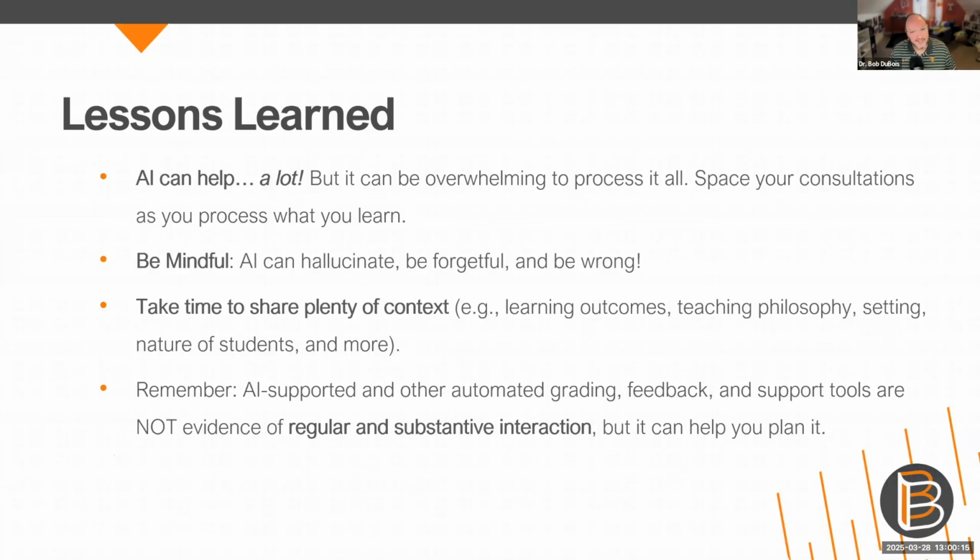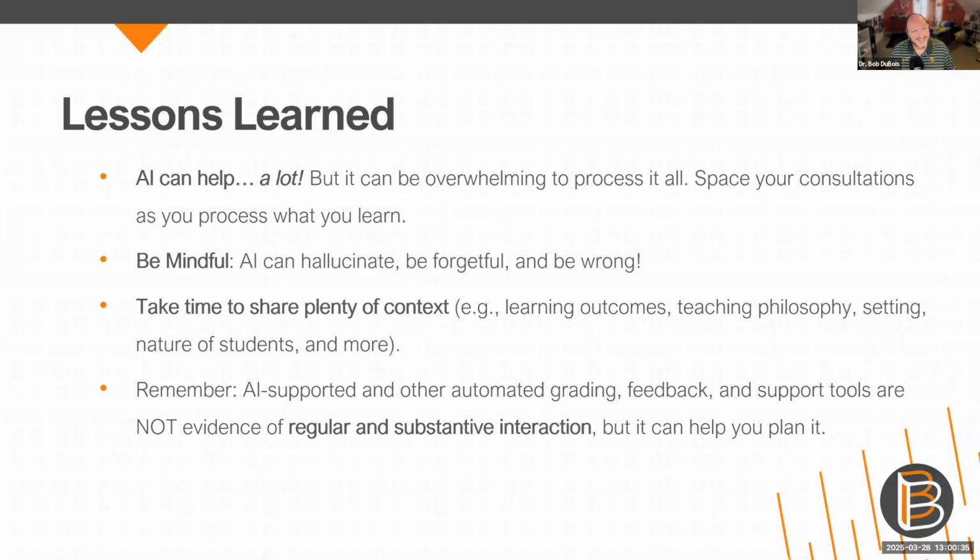And then finally, make sure you also appreciate that all this time I saved is time that I can now spend on regular and substantive interaction. In fact, it gives me the opportunity to do that in a much deeper way and not be lost in just sending emails and messages, but to be able to meet with students in more meaningful ways.